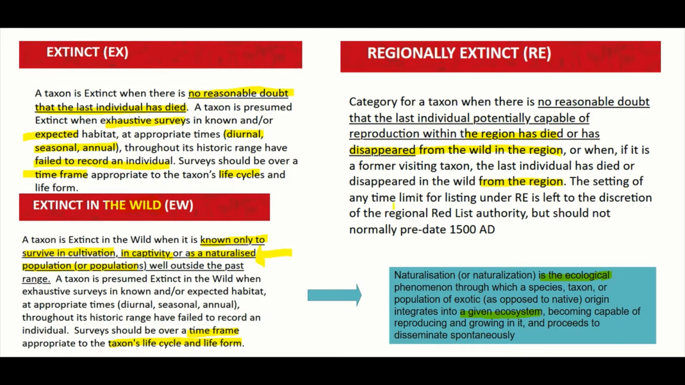The setting of any time limit for listing under this is left to the discretion of the regional red list authority, but usually cannot predate 1500 after death.